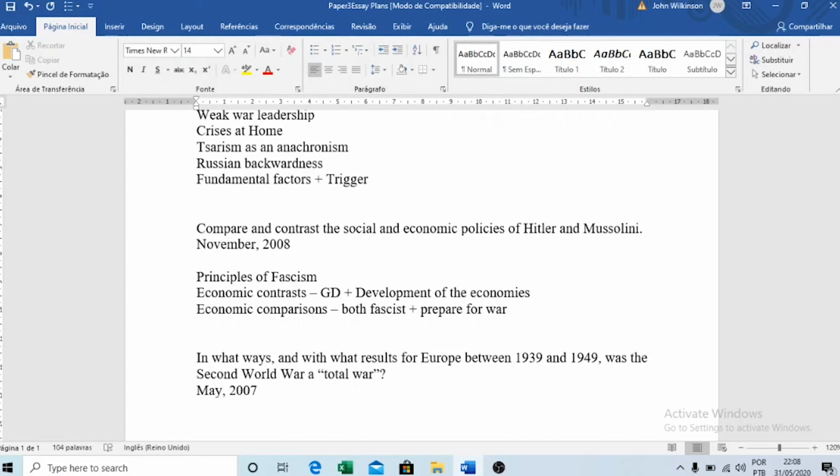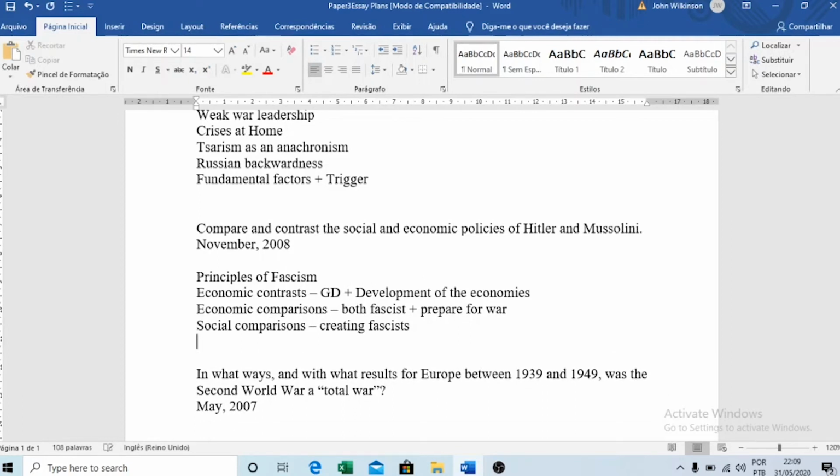Now then, social. Okay, I'm going to stay with comparisons. And again, I'm thin on detail here, but I know I can write a paragraph on creating fascists, because I can go to look at how they both sought to control the education system in what was taught. They both set up youth movements. They both seek to control the role of women in society. So I think I can write a good paragraph there making reference to policies, but hiding the fact that I don't know too much detail.